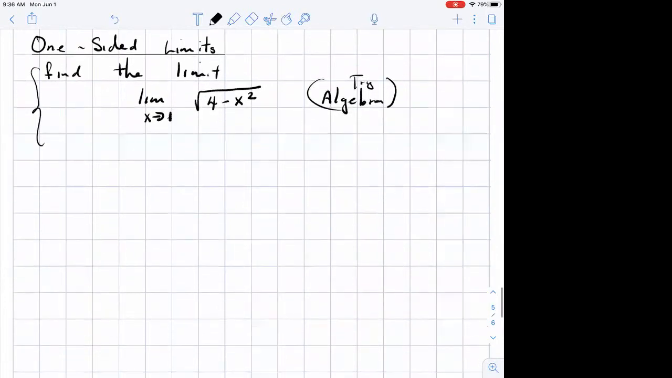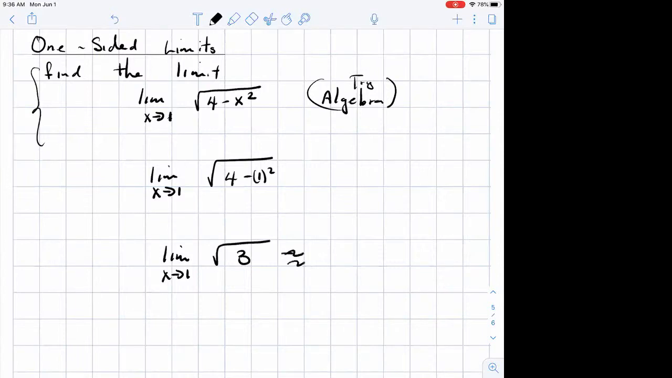Well, if you try this, you're going to have the limit as x approaches 1, the square root of 4 minus 1 squared, which is really the limit as x approaches 1, the square root of 3. And that's your answer. The square root of 3.